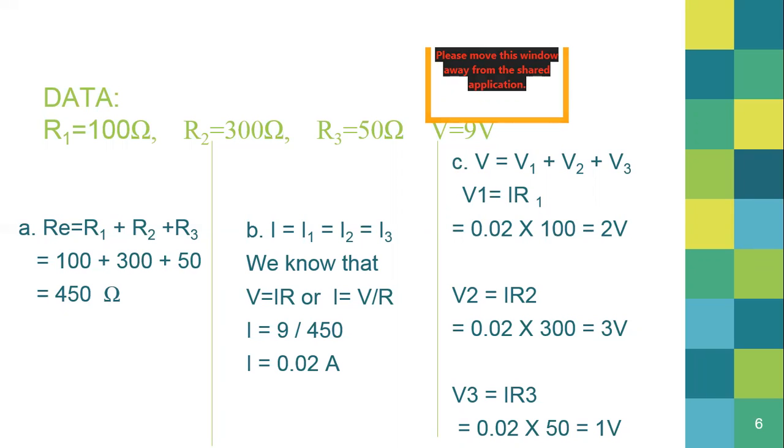You see, the resistance is greater in series combination, that is 450. Now, as we have already learned, in the series combination the current is the same as the battery current. Whatever current is in the battery is equal to the current of the resistors. I1 is equal to I2 is equal to I3. All the currents are equal to the current of the battery. So according to Ohm's law, V is equal to IR, or I is equal to V upon R.